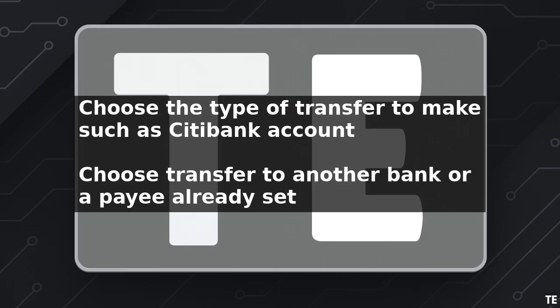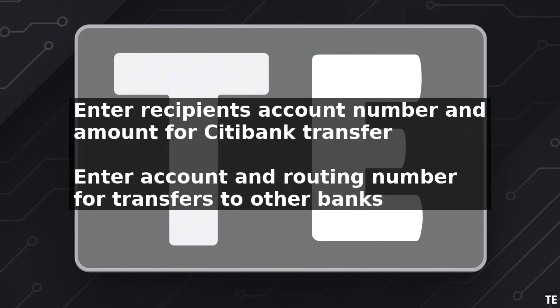If you are transferring to an account at another bank, you will need to enter the recipient's account number and routing number, as well as the amount you want to transfer. For transfers to accounts at other banks, you may also need to enter additional information such as the recipient's name and address. Once you have entered all the required information, review the transfer details to make sure everything is correct.